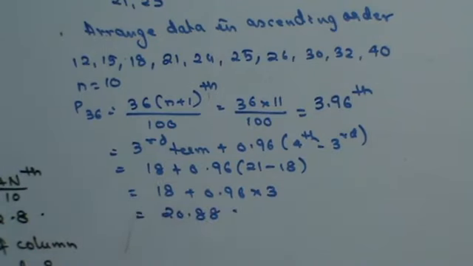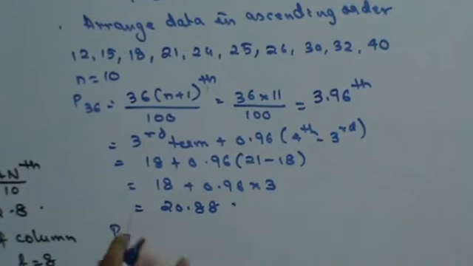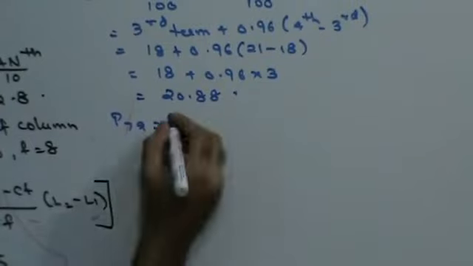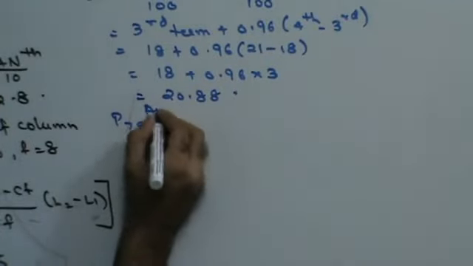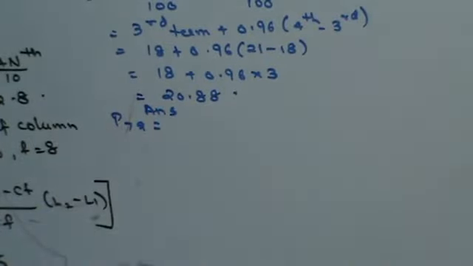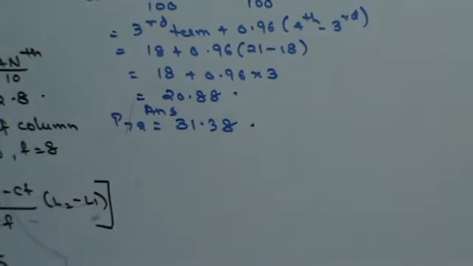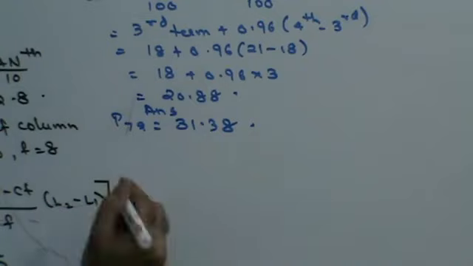Once you have P36, I want you to use the same logic and find out P79. Find P79 on your own. Right? Now, when you find this, the answer should come out to 31.38. Right? Next, let's move on to the next sum.